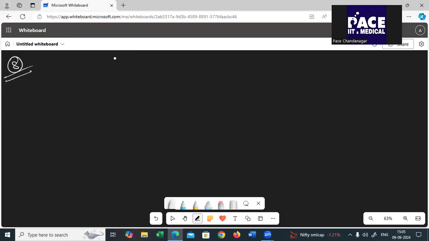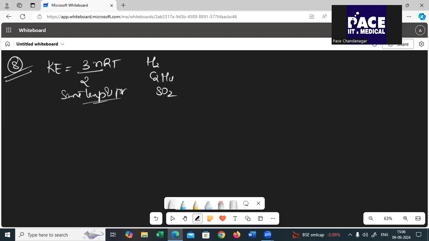Yes. The average kinetic energy of which of the following gases is higher at the same temperature? They are asking about average kinetic energy, and kinetic energy we have just now derived: 3 by 2 nRT is my average kinetic energy. So the average kinetic energy of which of the following gases is highest under the same temperature and pressure? You are given options: hydrogen, C2H4, SO2, and all same. These are the 4 options.